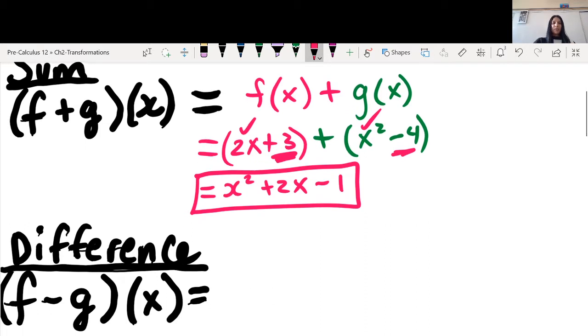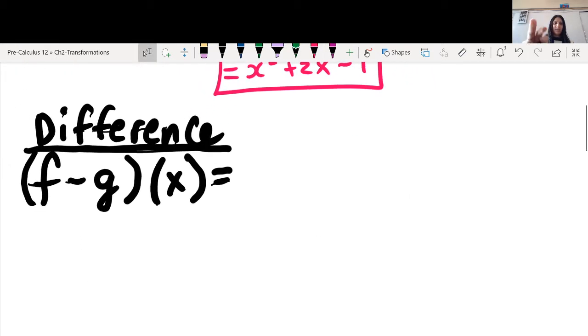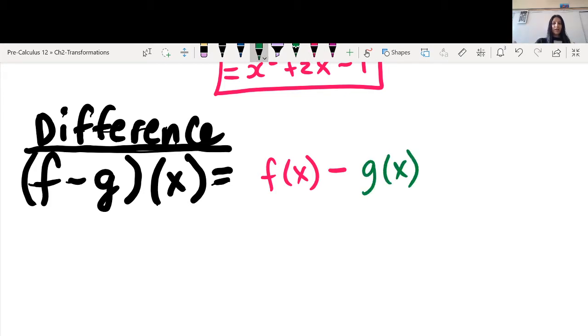I feel like you probably don't even need the next one, but we're going to do it anyways. We're doing the same thing, but this time it's f minus g of x, and it's exactly what you would think. It would be f of x minus, and this time the brackets are kind of important because of that minus sign. And again, we're going to use the same f of x and g of x that I had written at the start. So we would have f of x was 2x plus 3.